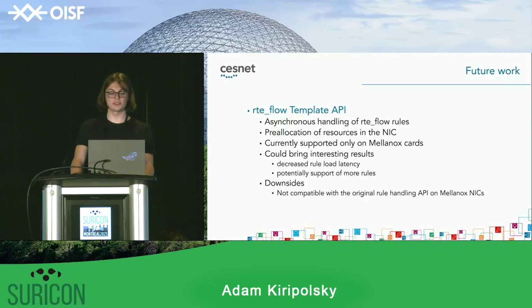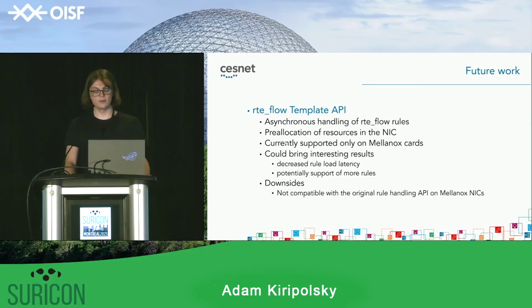Also, this API allows us to pre-allocate resources for the rules in the NIC before the specific rules are created, also saving us some latency while creating the rules. Currently, with the NICs we are working with, it is supported only on the Mellanox cards, the NVIDIA cards, and we are thinking it could bring interesting results as, as I mentioned, it can decrease the loading and destroying latency of the rules, and it can potentially, from what we have read in the documentation, support more rules than the approach we are currently working with.